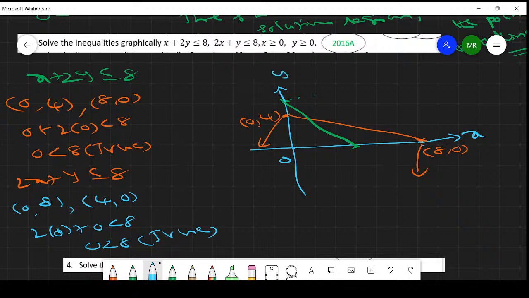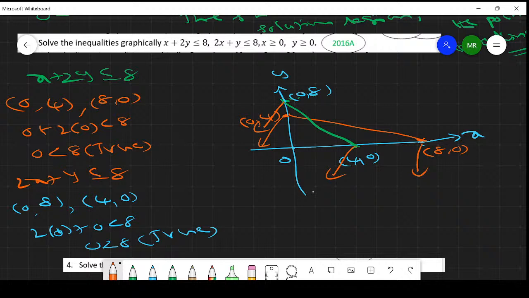This is the y-axis. This point I have taken is (0, 8) and this point is (4, 0). Here also, towards the origin side is true. So I can consider the solution region towards the origin side, satisfying both inequalities.